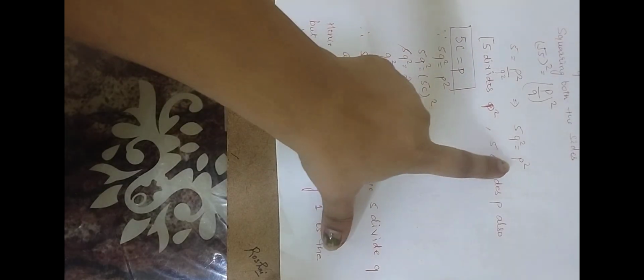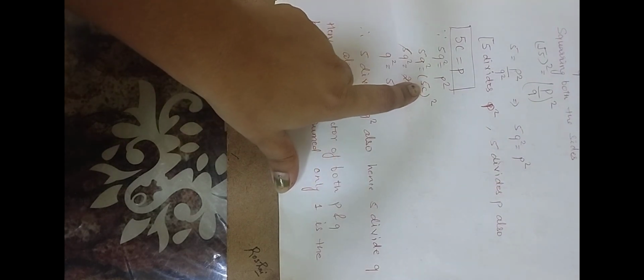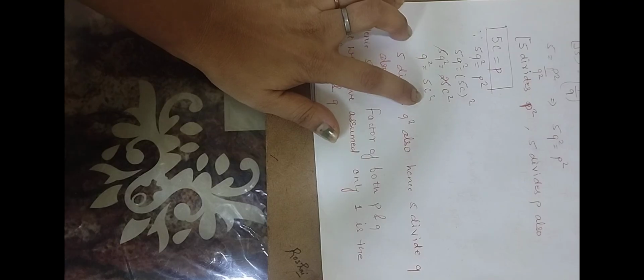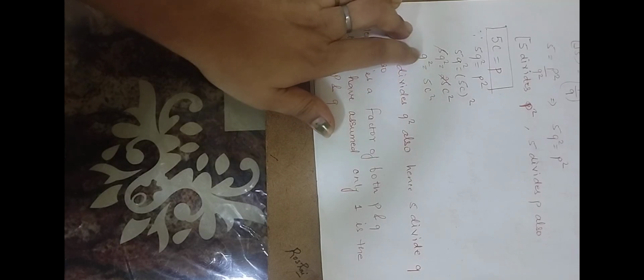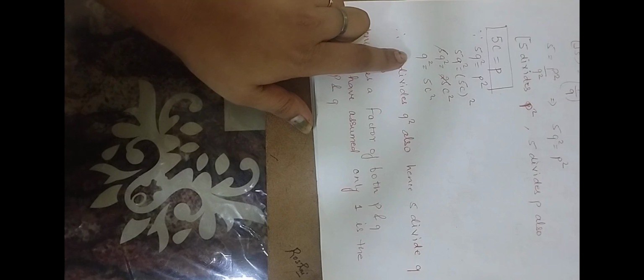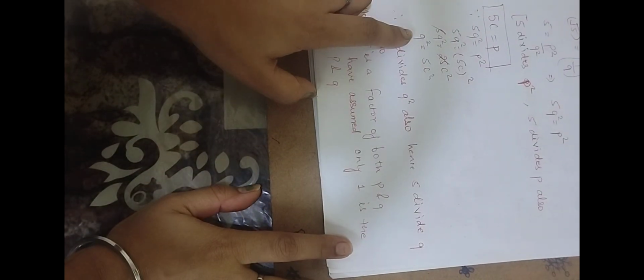If p is equal to 5c, as we have assumed, and in this equation we substitute the value of p as 5c, we get 5q square is equal to 25c square. Now 5 and 25 get cancelled. It gives q square is equal to 5c square. From this equation, it shows that 5 divides q square also. Hence 5 is dividing q square, so 5 also can divide q.